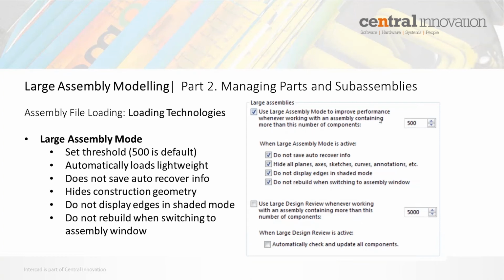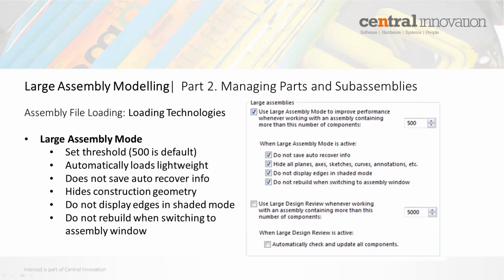If you load from the open file, when this threshold is set and a file exceeds that threshold, it will automatically select large assembly mode on the open dialog. You can calculate that even before the file has been opened. And there are some other things that happen when you're in large assembly mode as well. Dynamic highlight is inaccessible, and there's some other things as well.